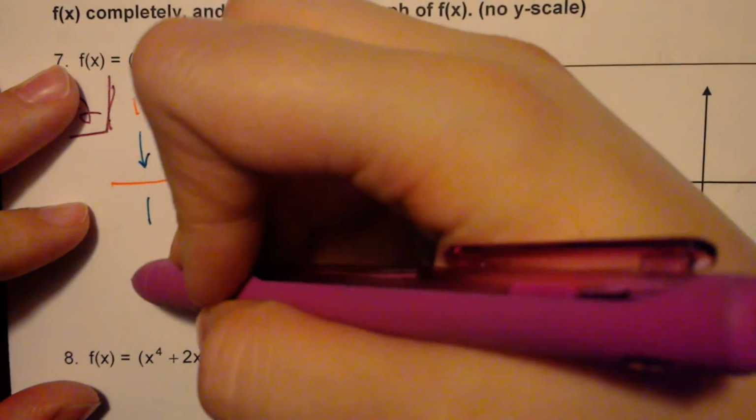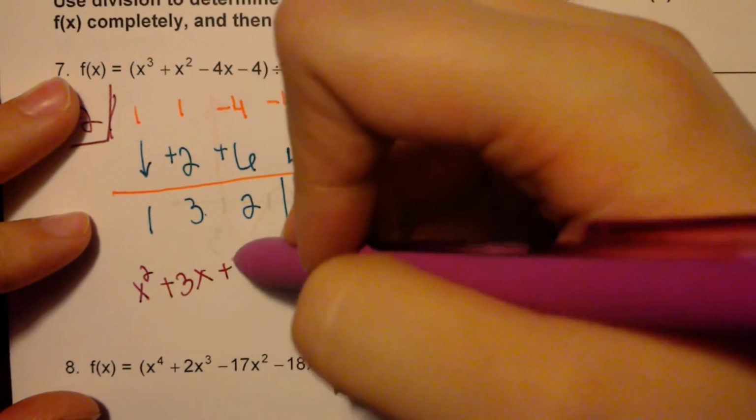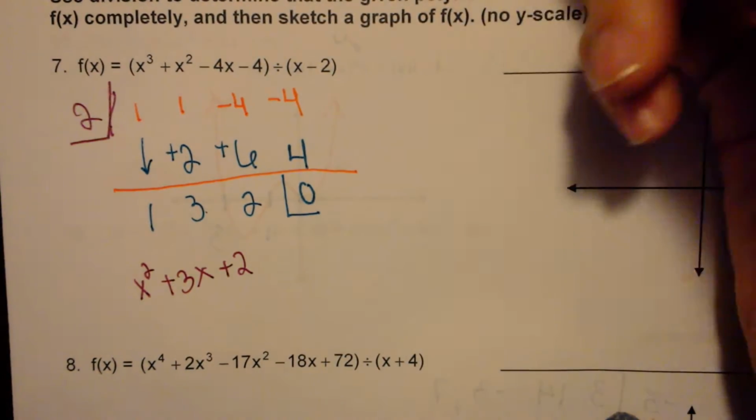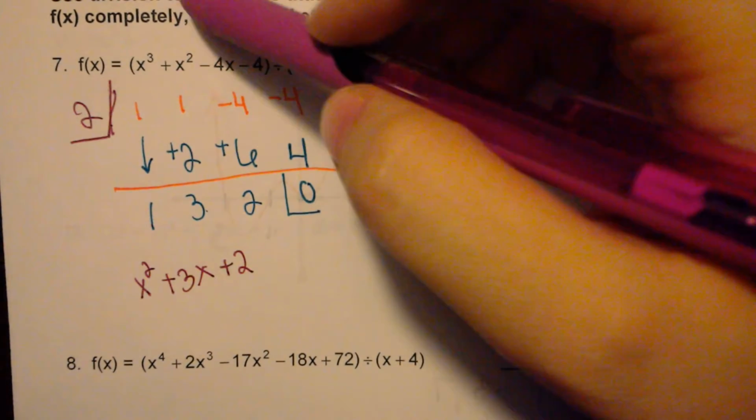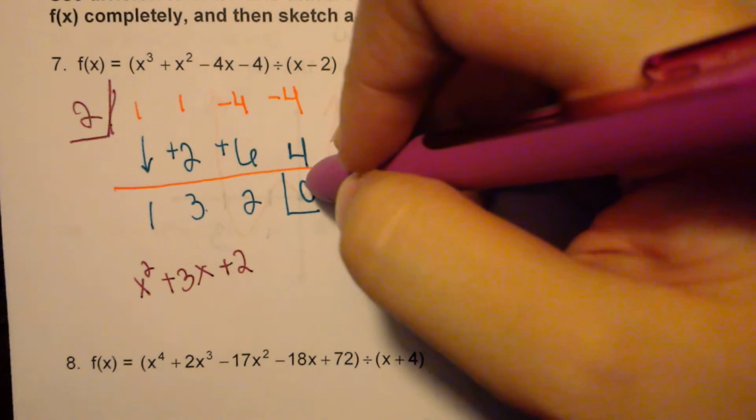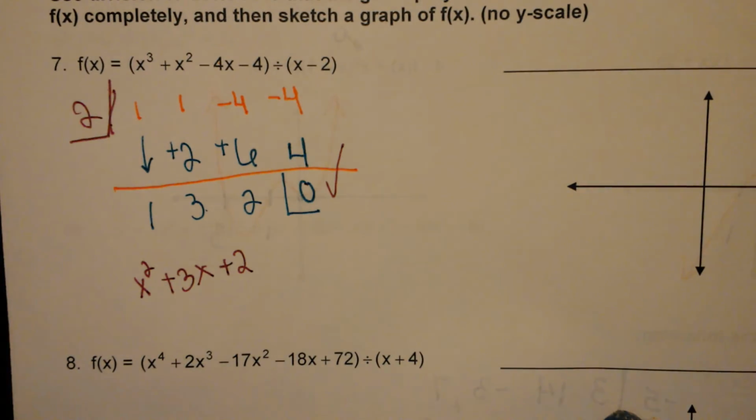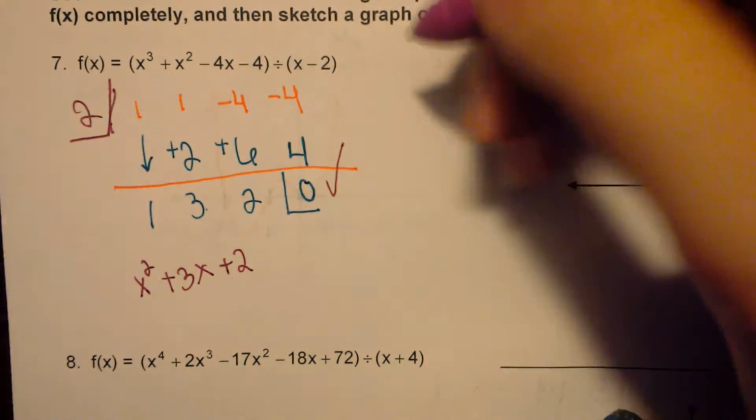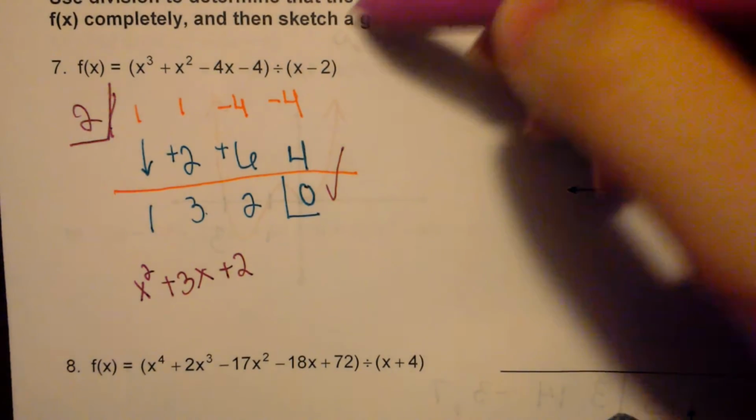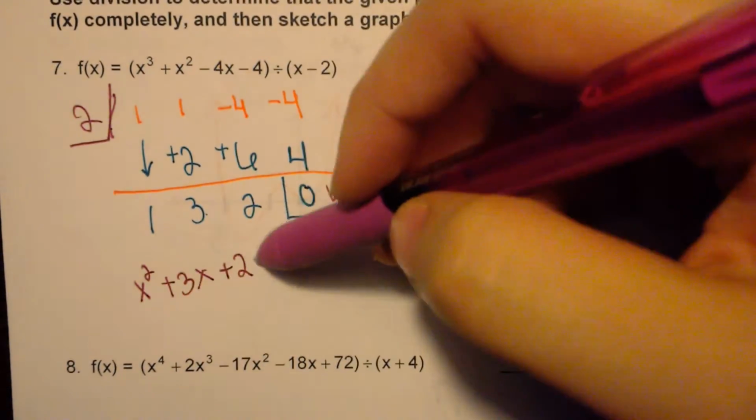So that's my x squared. So I have x squared plus 3x plus 2. And the directions say use division to determine if the given polynomial is a factor of f of x. If I get a 0, then it's a factor. Then it says use the result of the factor to factor the rest completely. So I gotta factor this.